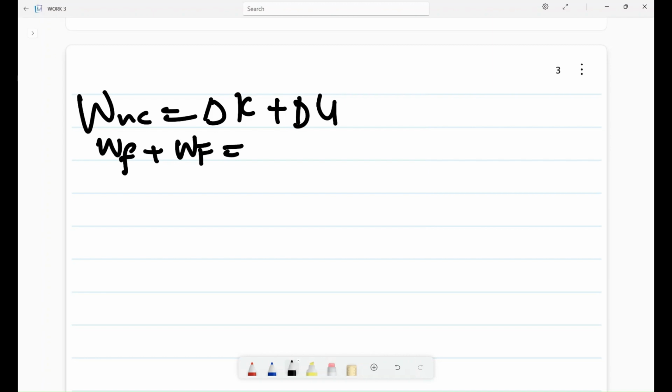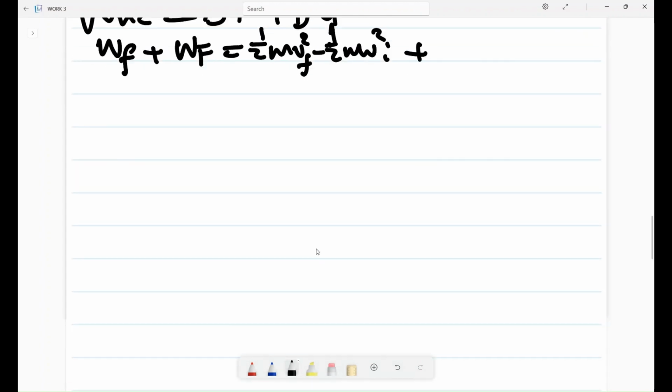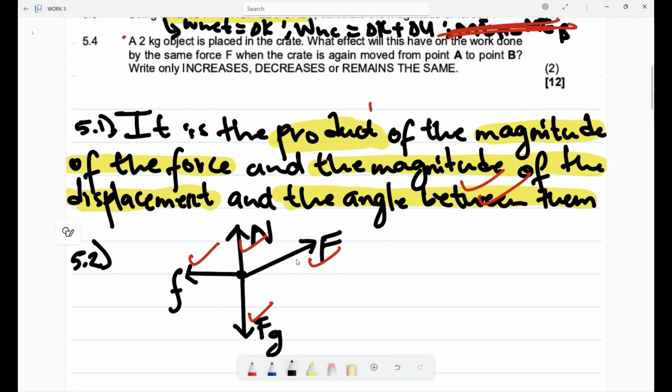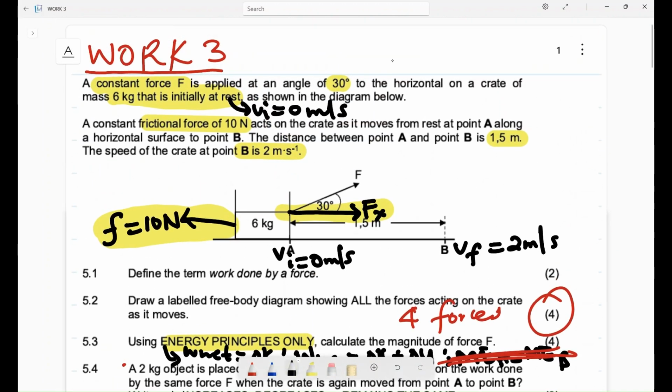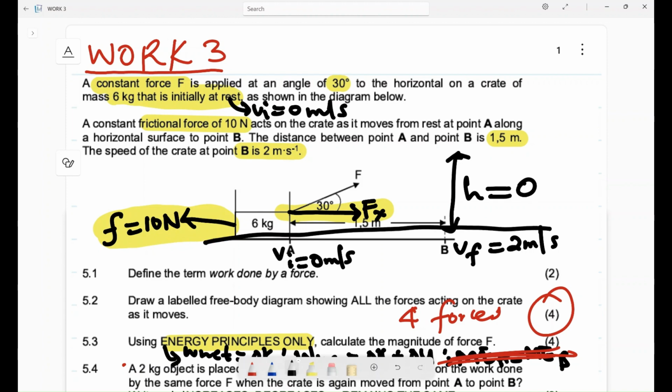Then what is our change in K? Our change in K, it is half mv squared final minus half mv squared initial, plus. But what is our change in U? Remember, change in U, it is mgh. So here we need a vertical height. A vertical height, it is how much? There is no vertical height. So our vertical height, it is 0 because our object, it is moving down.